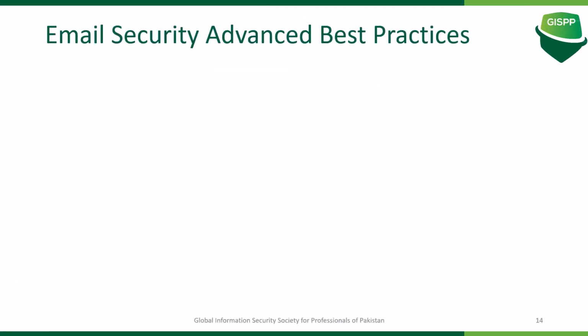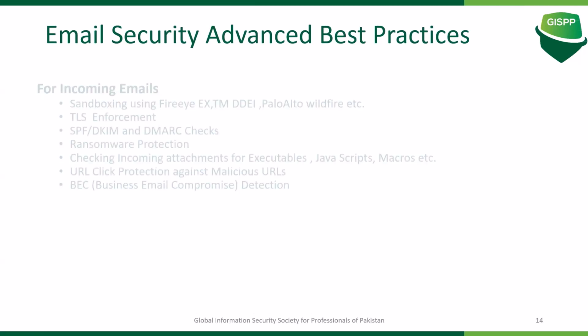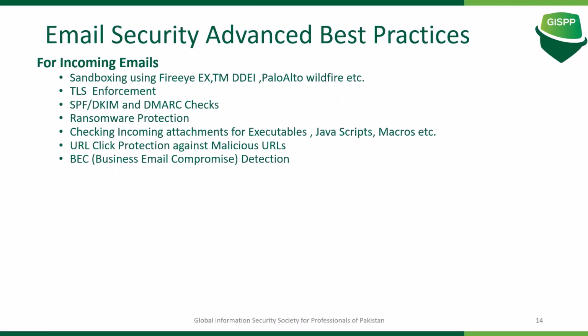What should be the advanced best practices for email security? For incoming emails, you should use sandboxing solutions like FireEye EX, Trend Micro DDEI, Palo Alto Wildfire, whatever is available for you. You should also use TLS enforcement for incoming emails. Also perform SPF, DKIM, and DMARC checks. If you have no idea about what is SPF, DKIM, and DMARC, go and check our previous videos.